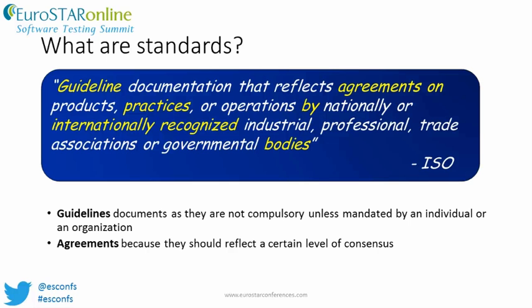Standards are based on agreements because they reflect a certain level of consensus. ISO defines consensus as, quote, general agreement characterized by the absence of sustained opposition to substantial issues by any important part of the concerned interests, and by a process that involves seeking to take into account the views of all parties concerned and to reconcile any conflicting arguments. Consensus need not imply unanimity, end quote. So, just to be clear, everyone on the working group does not have to agree with everyone else.